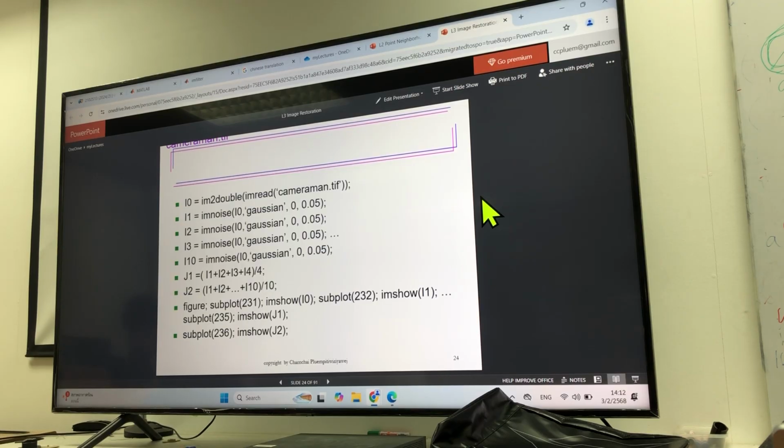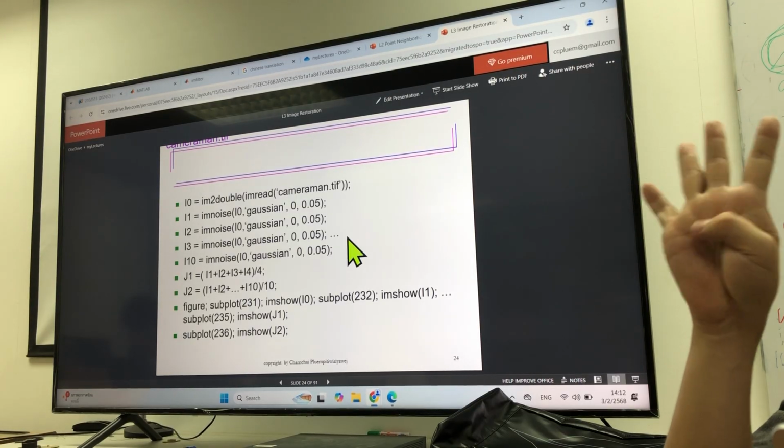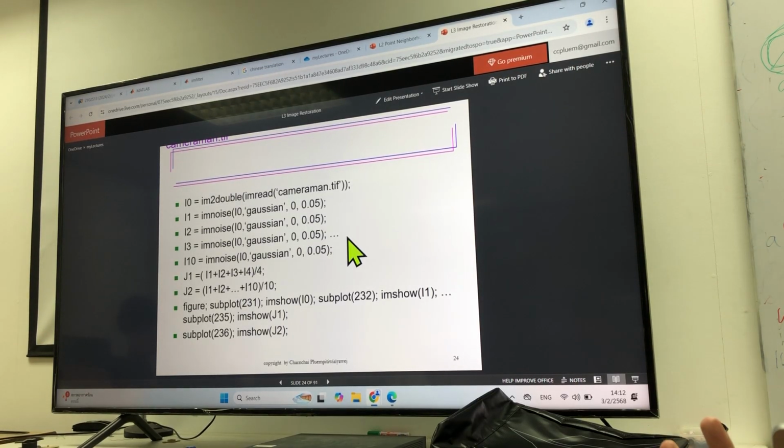The dot means you have to add I3, I4, I5, I6 until I10, not just I3 and then skip to I10.